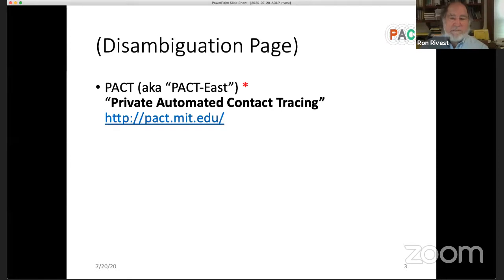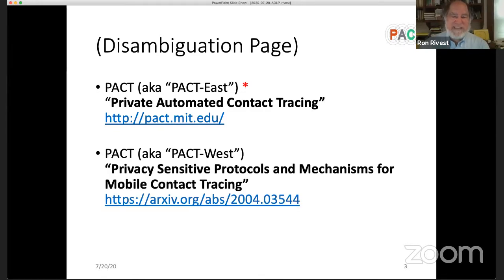So the disambiguation page. The project at MIT that I'm most involved in is PACT, and that stands for Private Automated Contact Tracing. We have a webpage on that, which you're invited to look at, pact.mit.edu. That's PACT East Coast, and there's also a West Coast PACT, and we've had some discussions about which of us should change our name, and we decided neither of us should because we do enough different things, although they are closely related. So anyway, when I say PACT, I mean PACT East, but just be aware that there's a PACT West.